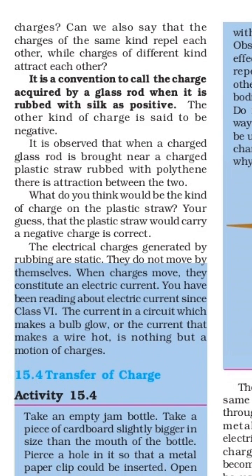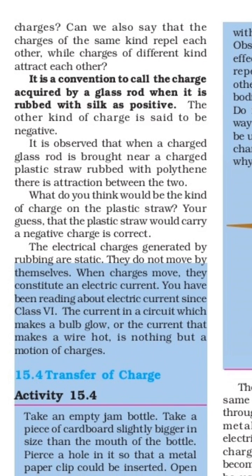It is observed that when a charged glass rod is brought near a charged plastic straw rubbed with polythene, there is attraction between the two. When the glass rod is rubbed with silk, it gets positive charge, and when it is brought near the plastic straw rubbed with polythene, they are attracted to each other.